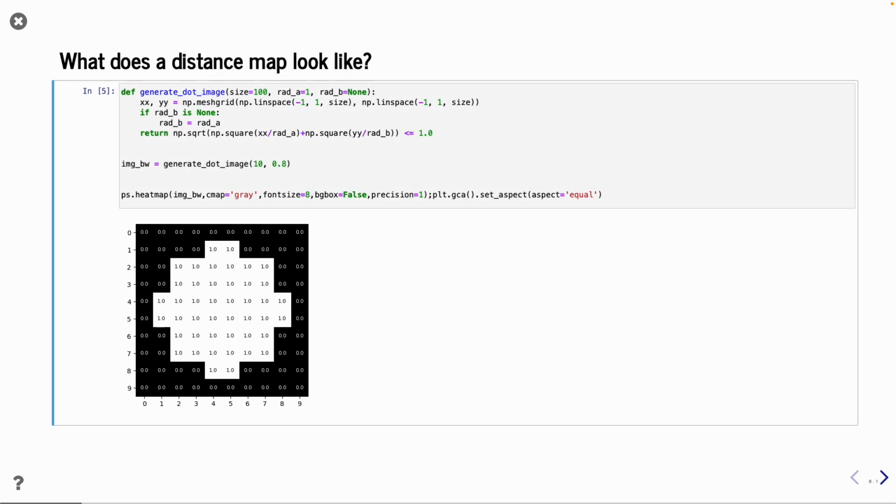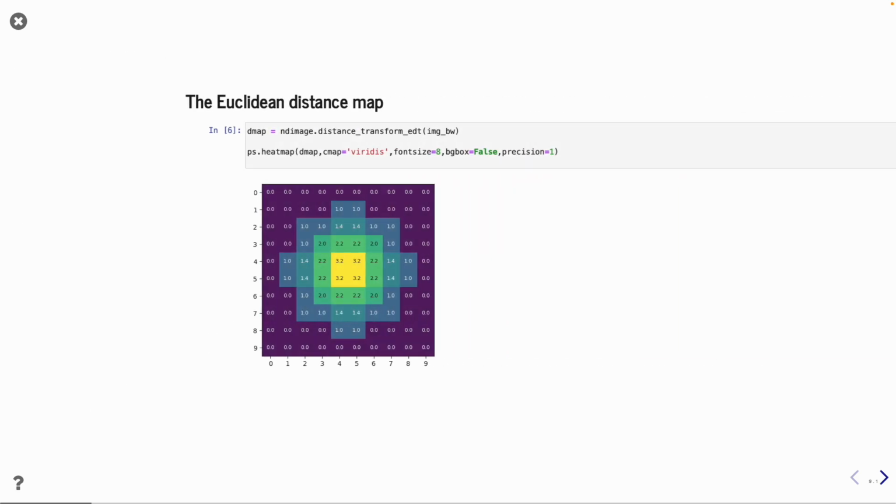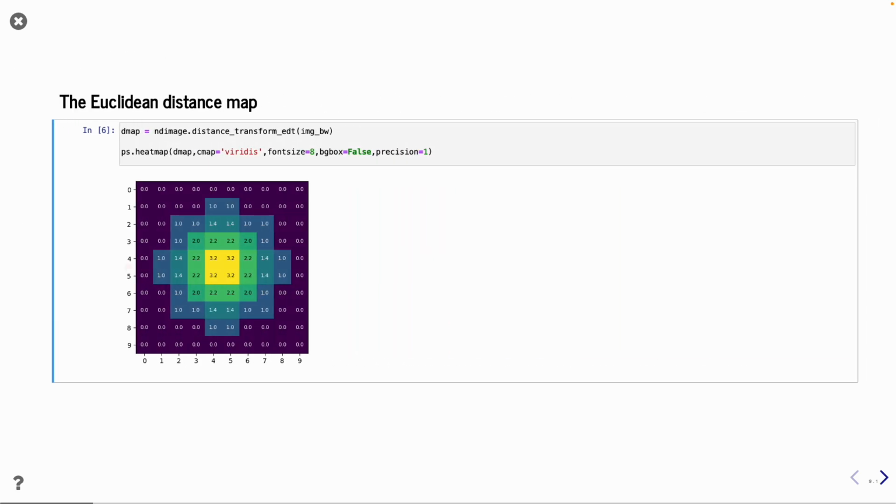So what does it look like? First, we need to generate a test image, which is this blob, which is symmetric in this case, so it's an easy one. But anyway, we have a background, which is 0, and we have a foreground, which is 1. And now we want to measure how many pixels from the background into the foreground we have. And doing that with the Euclidean map, we see that the first one, the boundary here, is 1.